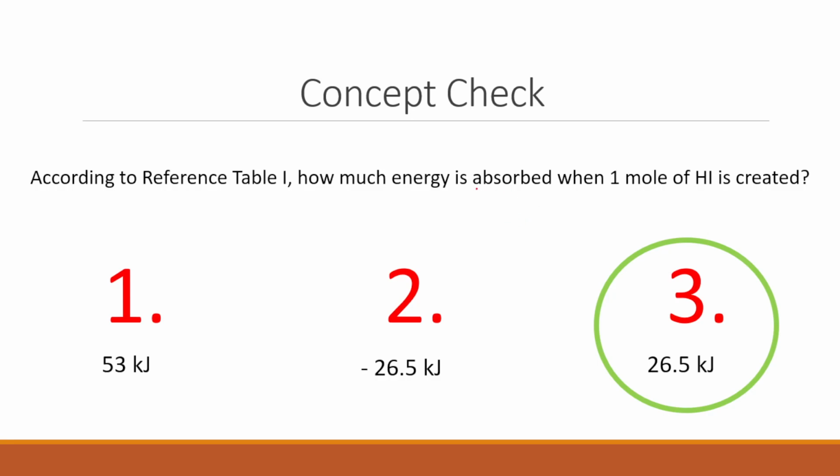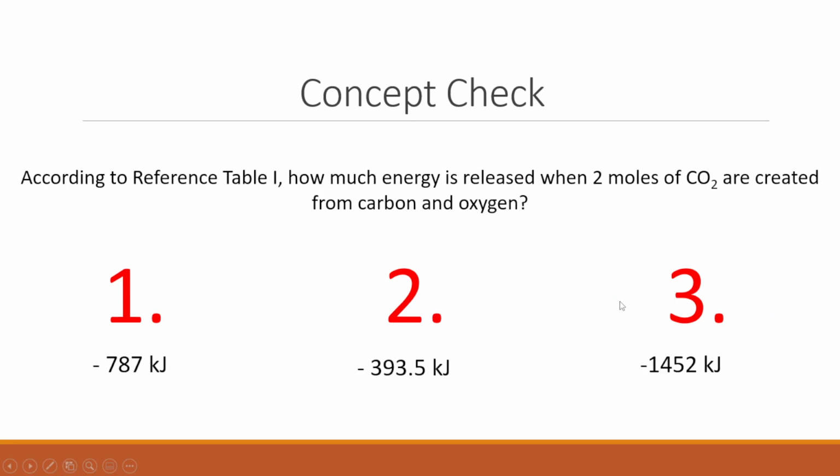Right? How much energy is absorbed? That's an endothermic reaction. We're looking for the positive value. 1 mole means we're going to take the 53 that they give us and cut it in half because it makes 2 moles on table I. Right? Table I shows 2 moles of HI being formed. If we want 1, we want half that value. Again, here they give you an amount of moles, so make sure you take that into account.